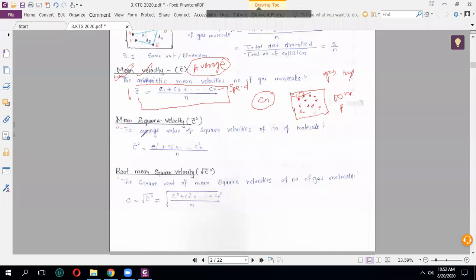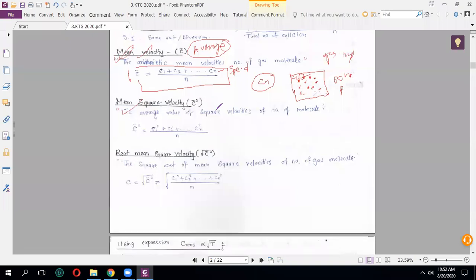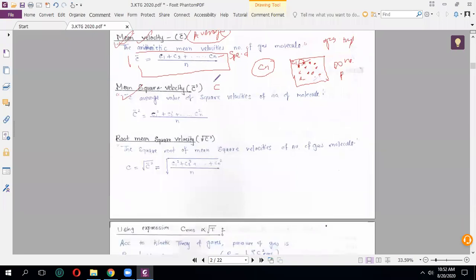Next is mean square velocity. If you understand mean velocity, you can easily understand mean square velocity. Mean square velocity is represented by c bar square. How to write it? Same: take the mean velocity formula and put a square on the left and right hand sides. This type of formula is called mean square velocity.